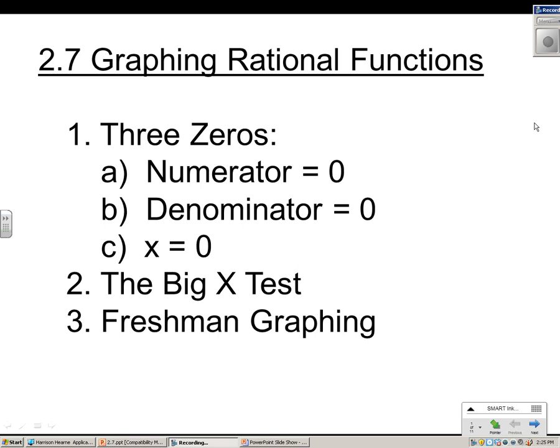Let's talk about graphing some rational functions. I've got the rules that I use here. I'm going to go ahead and flip through a few slides. You may want to pause at those slides.